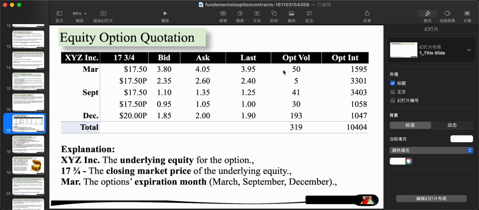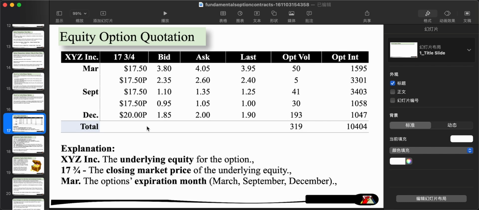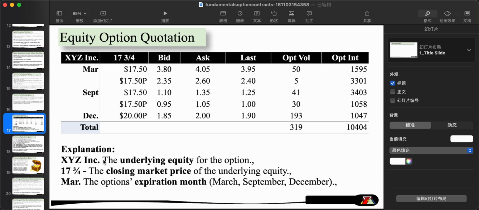This is the last trade, and here the option volume, and also the open interest. There are different values here. It's very important if you want to pick the right contract: you need to at least look at and read the quotations. So, explanation: XYZ Inc. is the underlying equity for the option, and 17.50 is the closing market price of the underlying equity, which is right here on top. And March is the option's expiration month. It could be March, September, or December. It really depends on the option market liquidity.